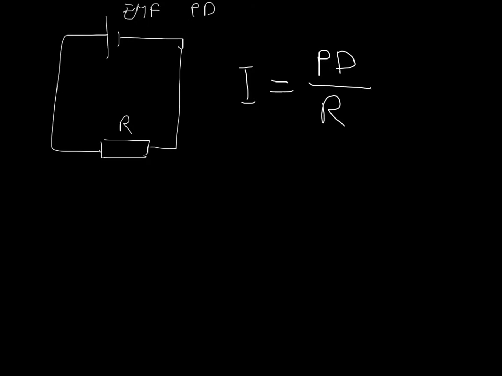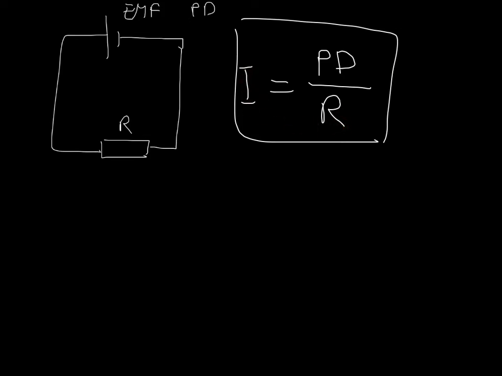And that's how I can find the current if I know how much resistance this thing has, and I know the PD supplied by the battery. However, we still haven't talked about how to measure resistance or what resistance is. But actually, this equation here is the equation that defines resistance. So I'm going to turn it around. I'm going to put the R here and the current here.